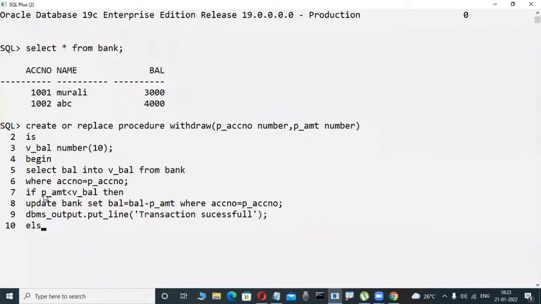Else, simple coding, some coding is there. And now check it out here: else, insufficient funds. Okay, some codings are there. Okay, this is not a difficult coding, take it easy. And now check it out.